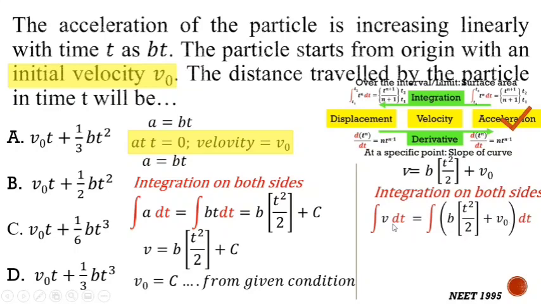Here the integral of v dt is nothing but displacement or distance. Distance equal to, now let us take the integration: increase the power and divide by the power. By increasing the power it will become t cube, and dividing by the power is multiplying by 3. That means bt cube by 6, and the integral of a constant term will be v0t. Here the correct option is bt cube by 6 plus v0t. So bt cube by 6 plus v0t, C is the correct option.